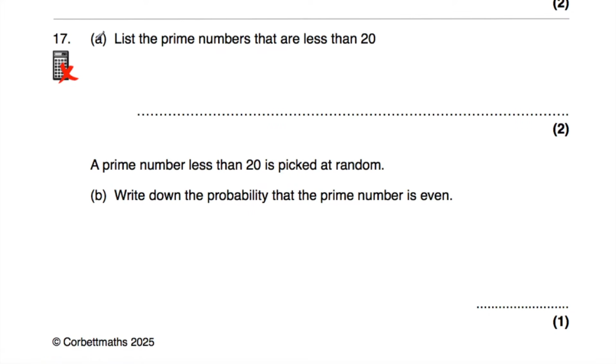Question number 17, part A says, list the prime numbers that are less than 20. The prime numbers are 2, 3, 5, 7, 11, 13, 17, and 19. They're the prime numbers that are less than 20. Remember, a prime number is a number that you can only divide by 1 and itself. It's only divisible by 1 and itself.